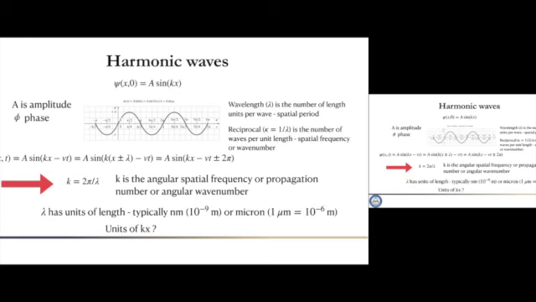So lambda, as we just showed, has units of length, which is typically nanometers, let's say, or microns. 1 micron equals 10 to the minus 6 meters, and 1 nanometer is 10 to the minus 9 meters. And therefore, we expect that these are the typical units for, say, visible light. And you can see that these are extremely small dimensions. That's why it's very hard sometimes to tell the wave nature of visible light, as I mentioned.